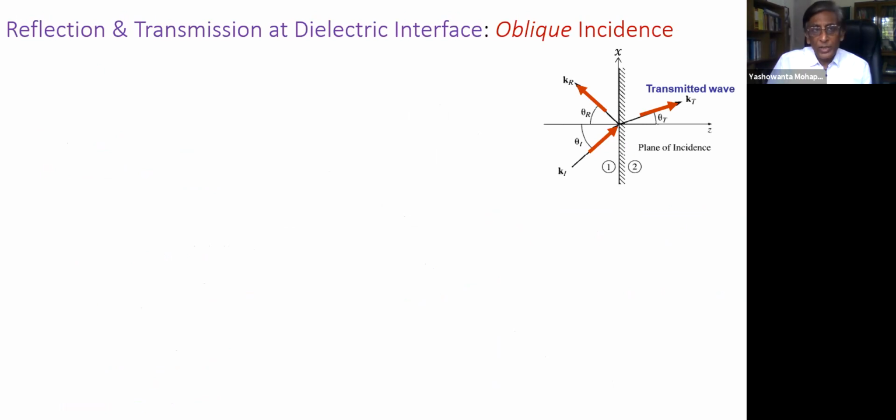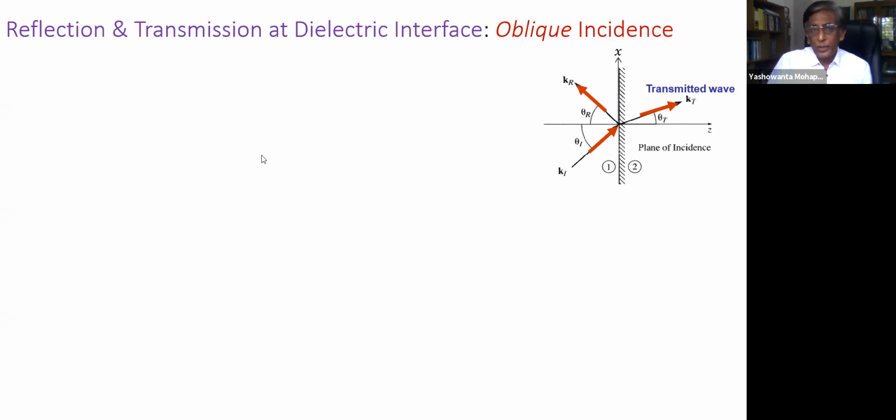Okay, so let's look at the reflection and transmission at a dielectric interface, but now with oblique incidence. That is the incident wave. This is the incident angle, so incidence is with ki, this is the direction of ki, and it is getting reflected at theta r, and it is getting transmitted at theta t. kt is the transmitted wave, and it still is traveling typically in the z direction, though at an angle.